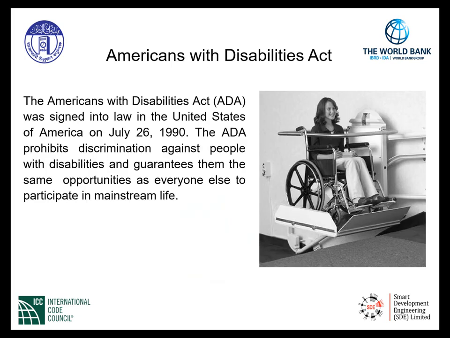As indicated in the previous slide, the reference was with the ADA. This is the Americans with Disabilities Act. It was signed into law in the United States of America on July 26, 1990. The ADA prohibits discrimination against people with disabilities and guarantees them the same opportunities as everyone else to participate in mainstream life. As this is associated with our buildings, and specifically the requirement for lifts when applicable, we must provide equal opportunity for people that are disabled to function and get around our buildings just like everyone else, to circulate accordingly from one floor level to another and access different parts of the building easily according to the accessibility guidelines.